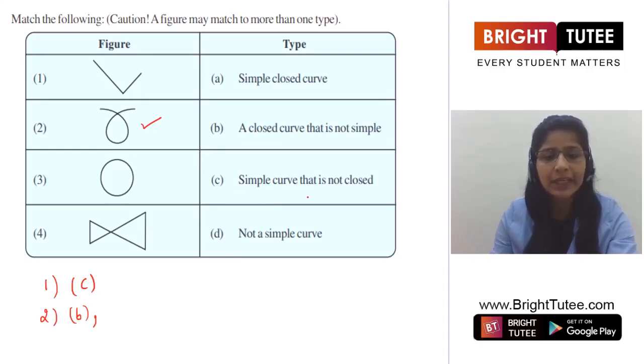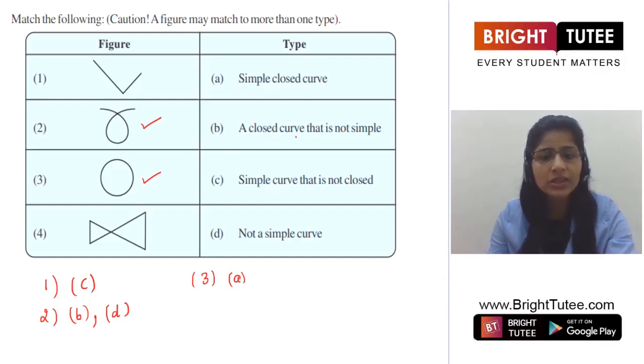The third one is simple curve, that is not closed. So we see that it is a simple curve. No, it is not a simple curve. So C option will not be there. The last one is not a simple curve. Yes, it will be there. So D is the correct type for second one. Now see the third figure where this is shown and they're asking a simple closed curve. So yes, it is a simple closed curve. So A will be its type. A closed curve, that is not simple.